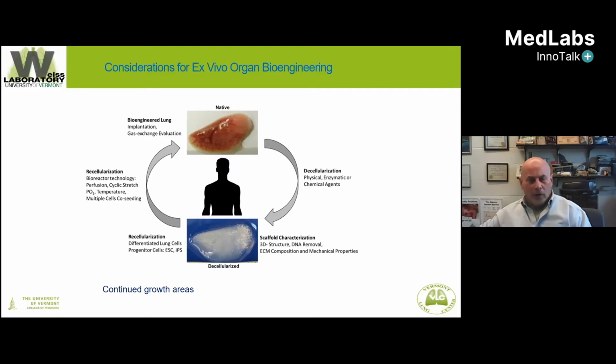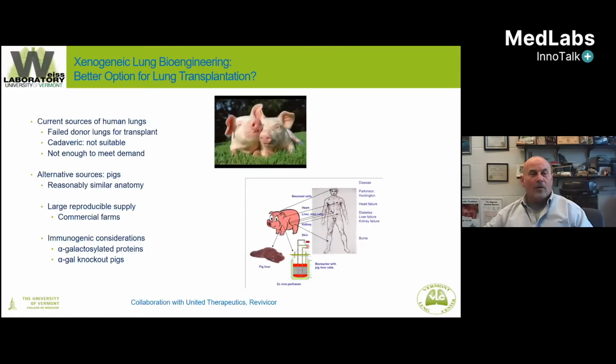So this is, again, very exciting technology, but there are continued growth areas. Now, even if we can do this, where are we going to get these lungs from? Right now, we work, for example, with lungs from rodents, so mice and rats. We also do a lot of pig lung work, and we also work with human lungs we get from autopsy.